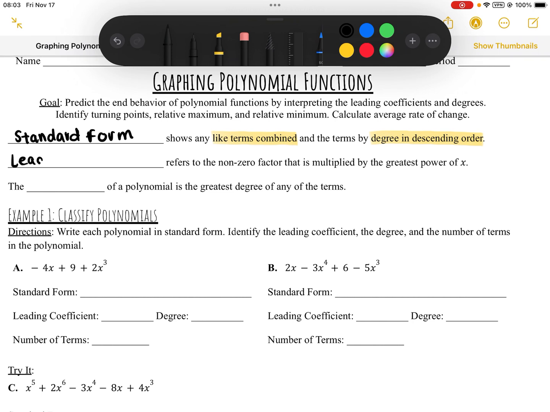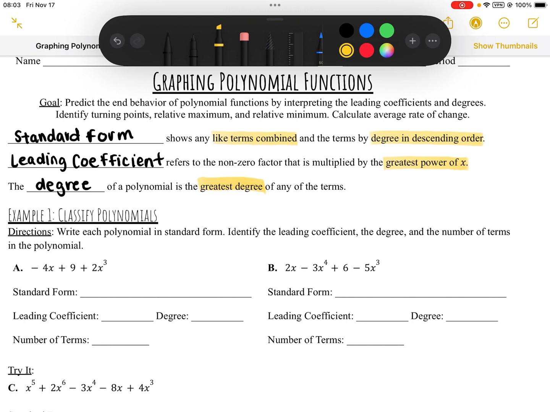Then our leading coefficient refers to the non-zero factor that is multiplied by the greatest power of x. So our first number, when we write it in standard form, or our first term, I should say, that coefficient, the number in front of that term, is going to be your leading coefficient. And then the last thing, the degree of a polynomial is the greatest degree of any of the terms.